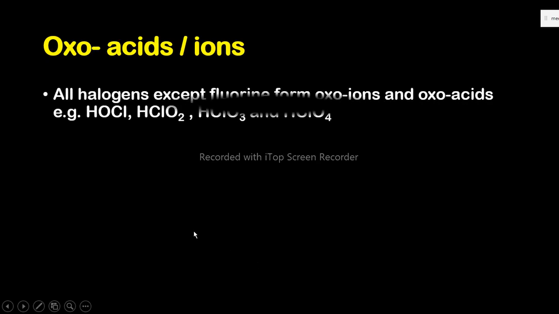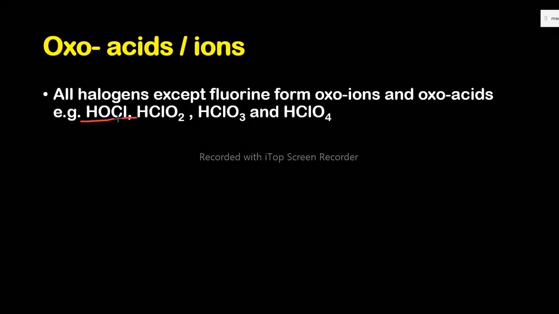With oxo acids, all halogens do form oxo acids. Now what are oxo acids? They are here: HOCl, HOClO, HOClO2 and HOClO3. This is perchloric acid.